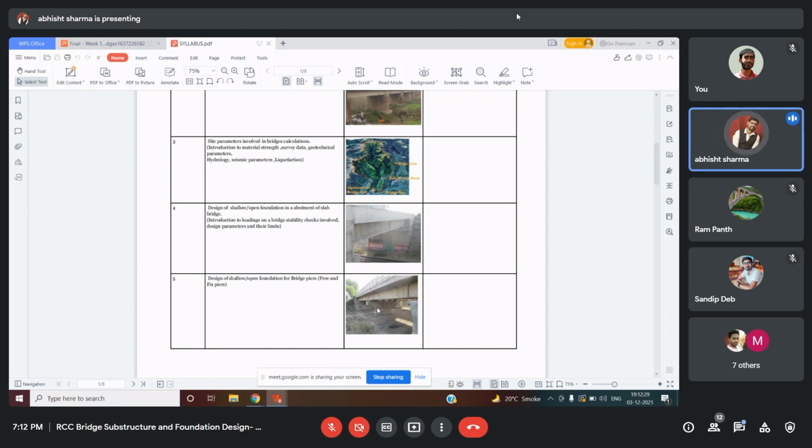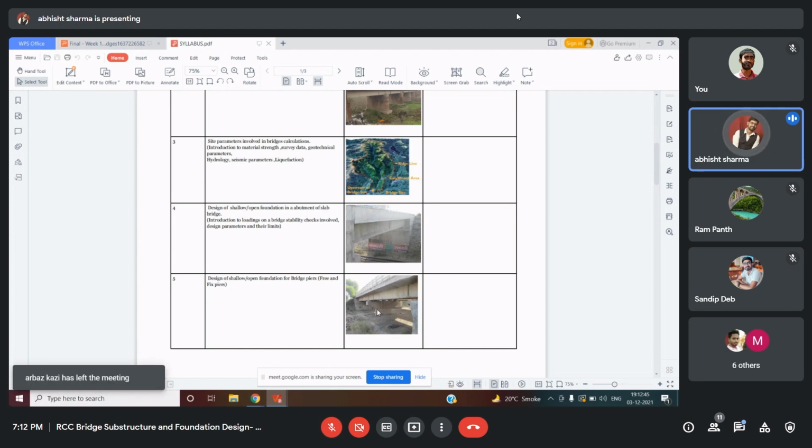Now, not only those things, we will also read about what are the conditions that are required to have a safe foundation. It's not just RCC design, but also the safe execution of that as well.